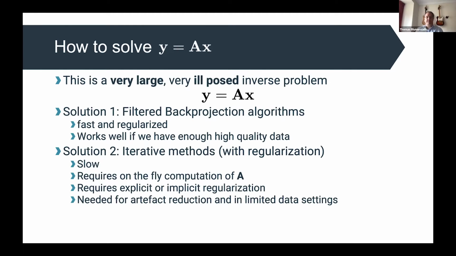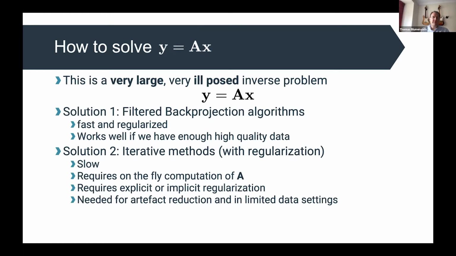So the first point is, we never actually compute or store A. When we reconstruct things, A is just too big to be stored, so we compute it on the fly if we're using certain algorithms. The other thing is, it's a very ill-posed problem. In X-ray tomography, if there's a bit of noise on y and you try to invert it, your X just blows up. So we need to have some regularization on this problem.